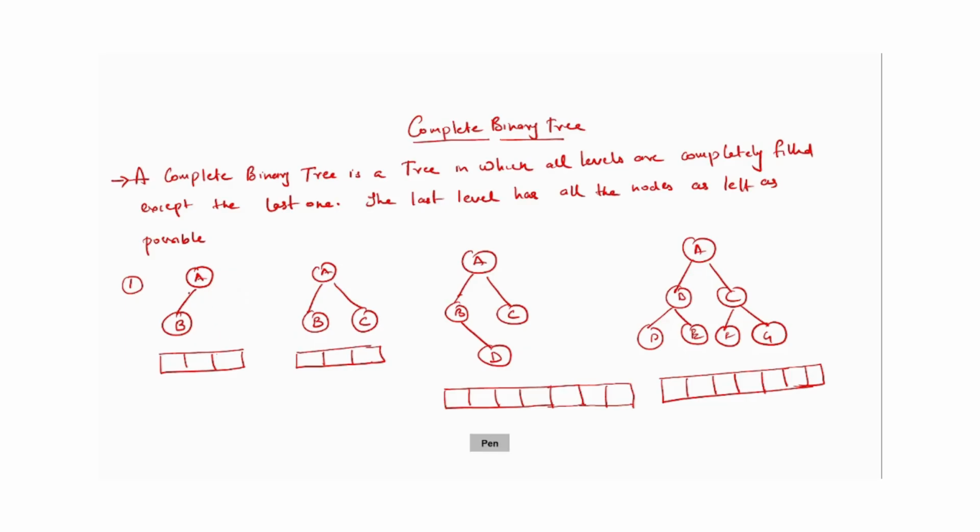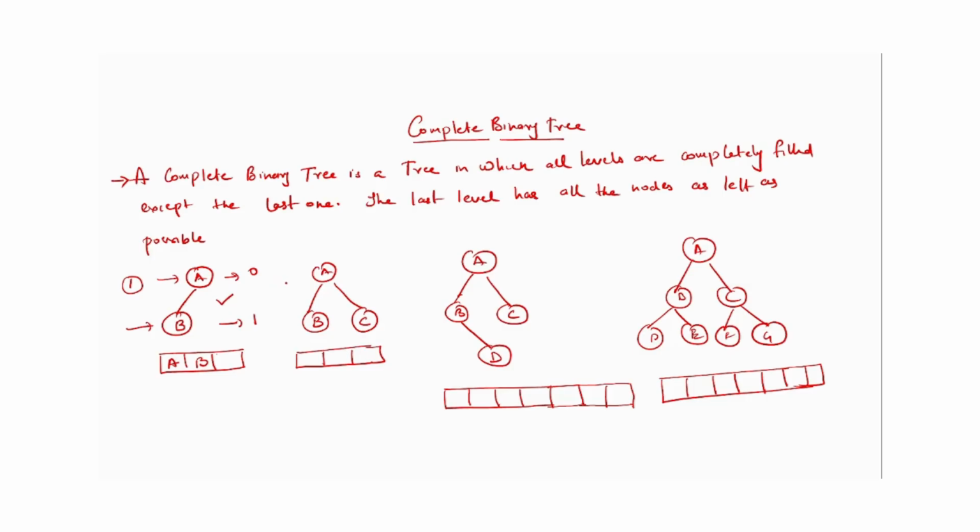Now suppose I put all the nodes in the form of an array. First I will write A, and let us say this is level 0 and this is level 1. First I write down level 0, and then for level 1 I go from left to right. There is only one node, B, that's it. Now a complete binary tree is a tree where, if I represent it in the form of an array, there are no gaps in between the nodes. Here we can see there are no gaps between A and B, that is why this is a complete binary tree.